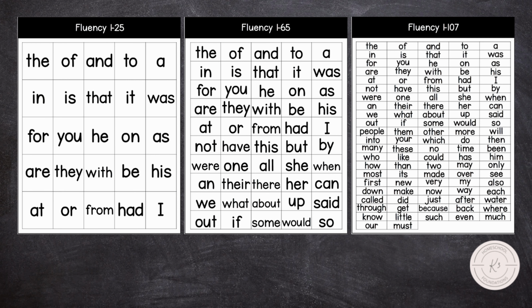The next thing that I have are fluency pages. Now, this is important just to get them reading them frequently, right? So we want them to be able to spell them because that's an important piece, but we also want them to read it with automaticity, which means that they're reading the word within 3 seconds. So with the fluency pages, I've broken it up into 3 different sections. I've done 1 through 25, 1 through 65, and 1 through 107. So it has all of them.